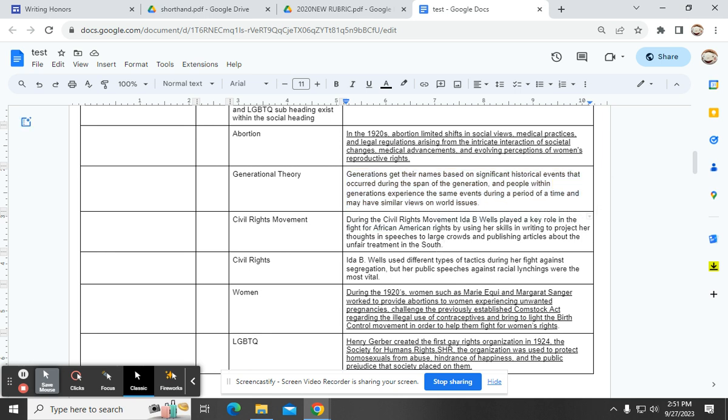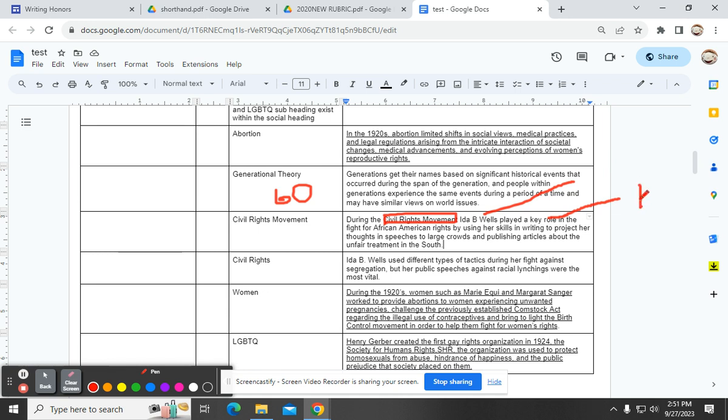"During the civil rights movement..." Okay, now there's a problem already with this, because the civil rights movement is really about the 1950s and 1960s, and Ida B. Wells is someone in the 1920s. Now, I get it, both are advocating for civil rights, but this has specific historical meaning. "Ida B. Wells played a key role in the fight for African Americans." You're not saying exactly the key role.